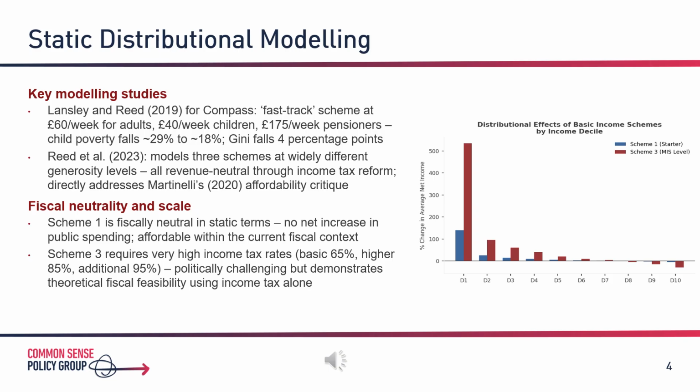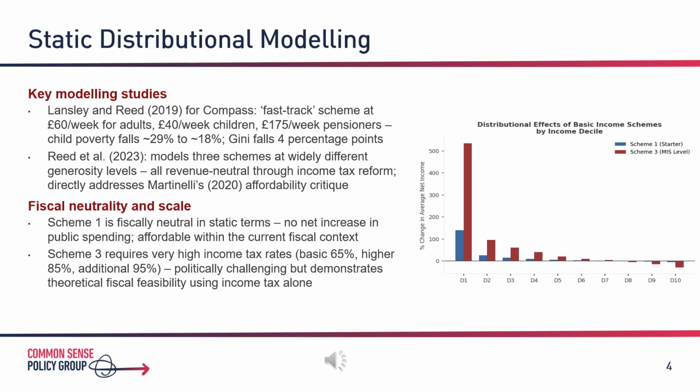The development of the basic income modelling in this lecture follows a clear intellectual trajectory. Lansley and Reed's 2019 report for Compass established that a starter scheme was both affordable and distributionally progressive. The child poverty reduction from 29% to 18% in a single Parliament timeframe is a striking result, equivalent to lifting approximately 1.5 million children out of poverty.